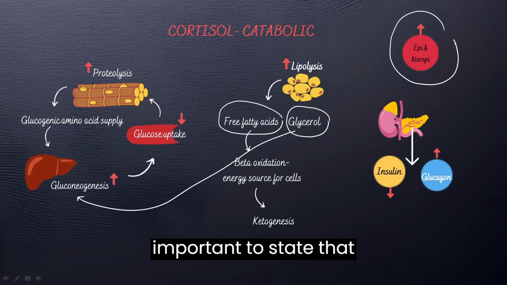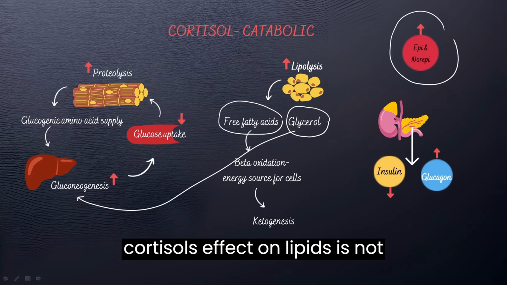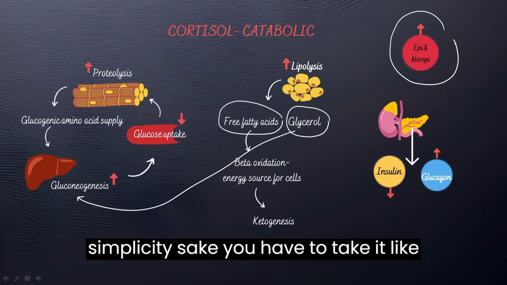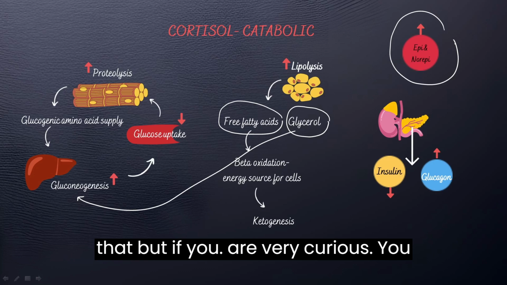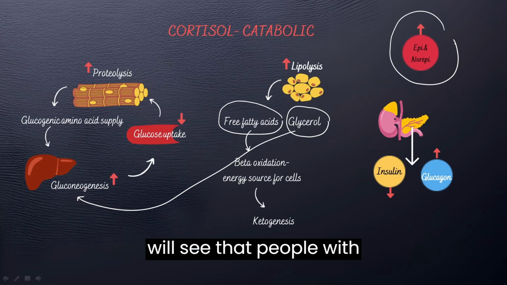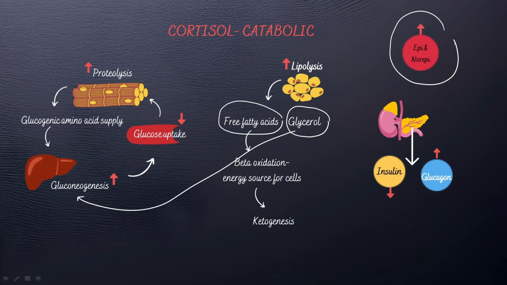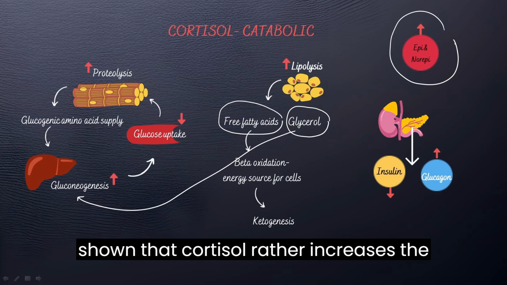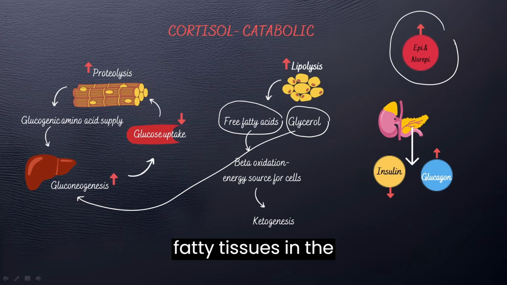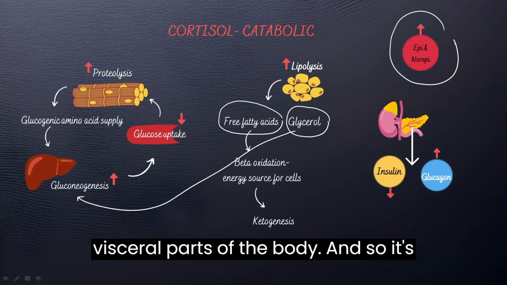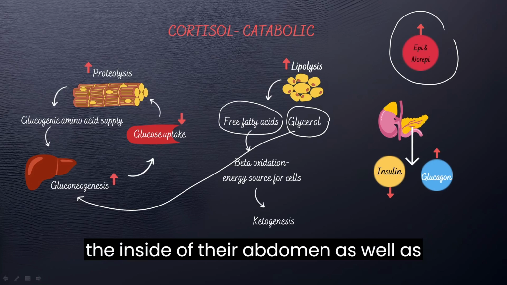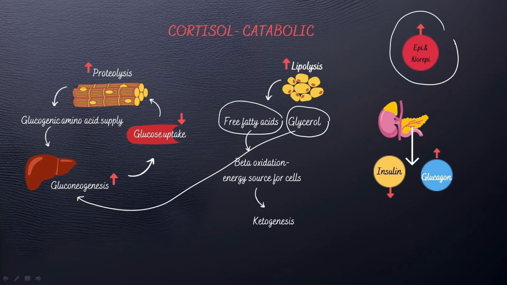Now, it's important to state that cortisol's effect on lipids is not exclusively lipolysis. For simplicity's sake, you have to take it like that. But if you are very curious, you will see that people with Cushing syndrome have truncal obesity. This is because of redistribution of fats in certain areas of the body. It's been shown that cortisol rather increases the fatty tissues in the visceral parts of the body. And so it's not exclusively lipolysis, but there is also adipogenesis in the inside of the abdomen as well as the back of the neck and even the face.